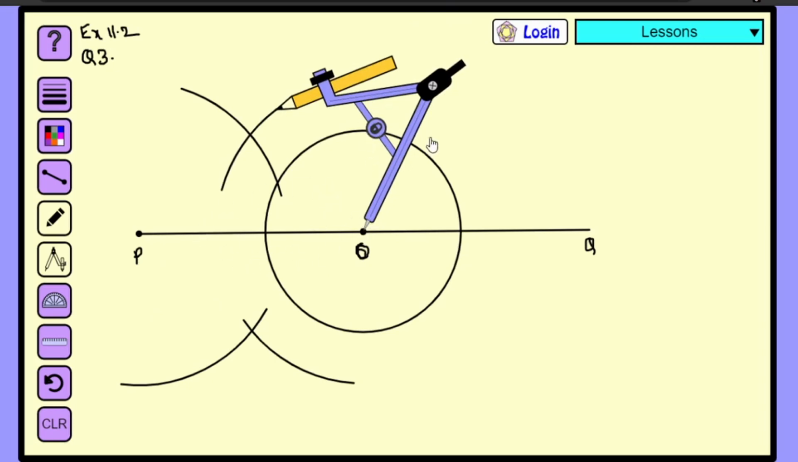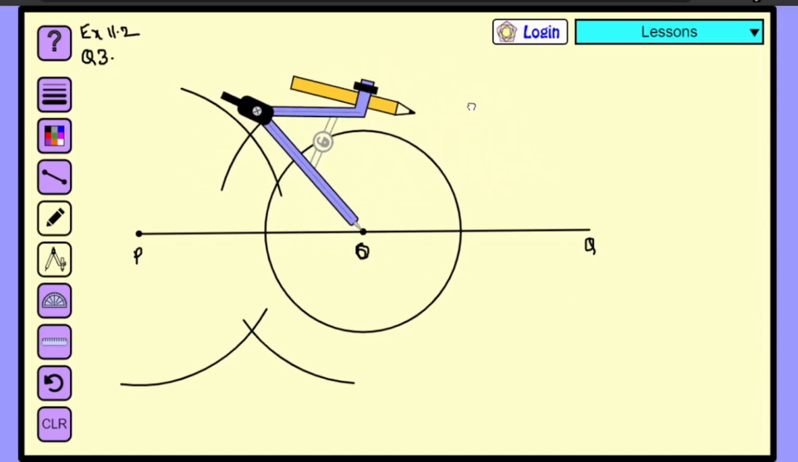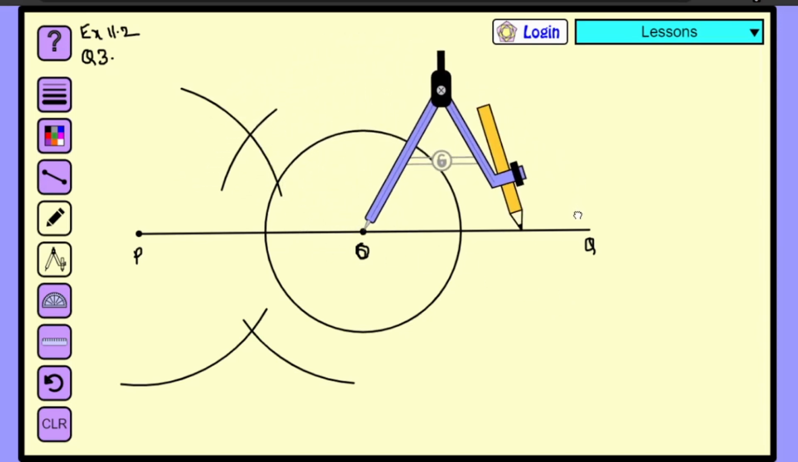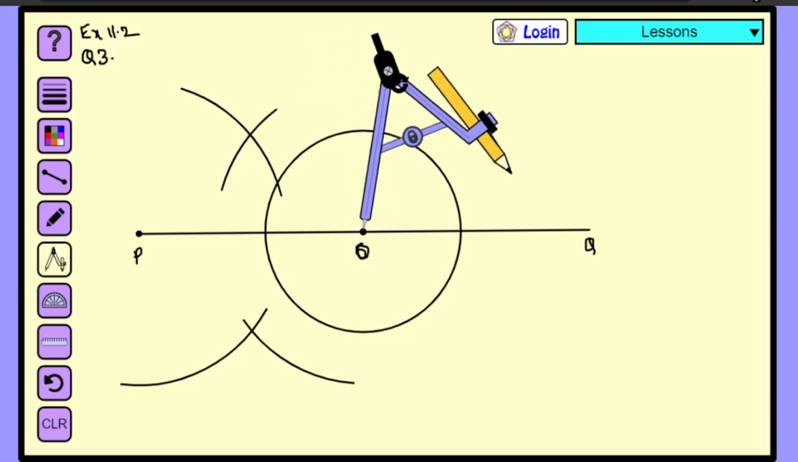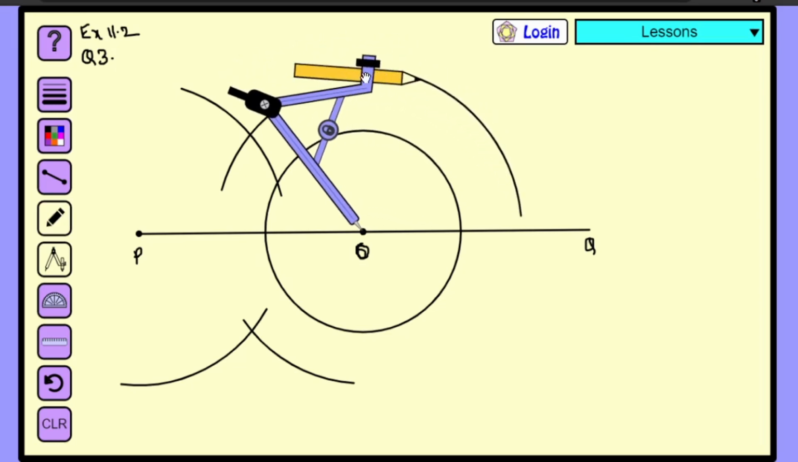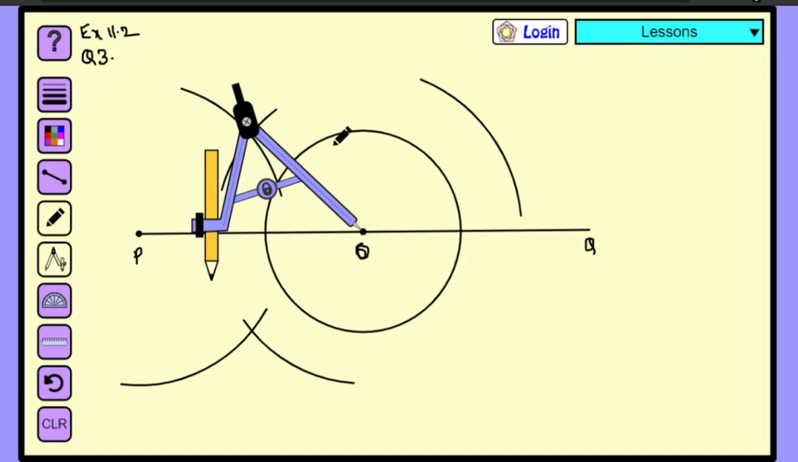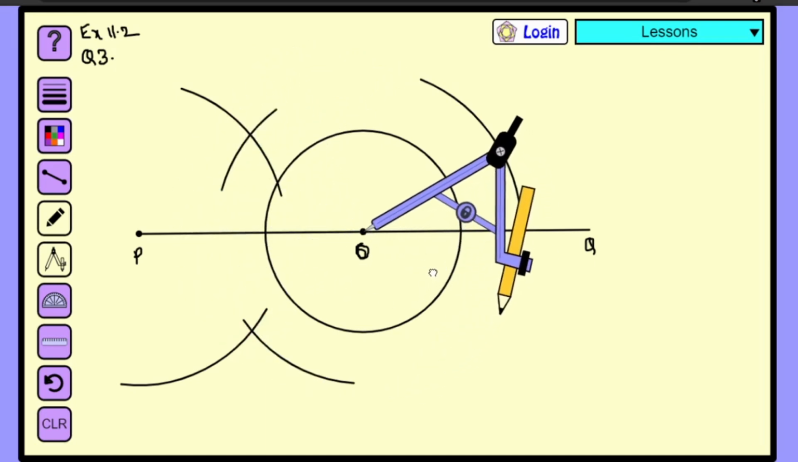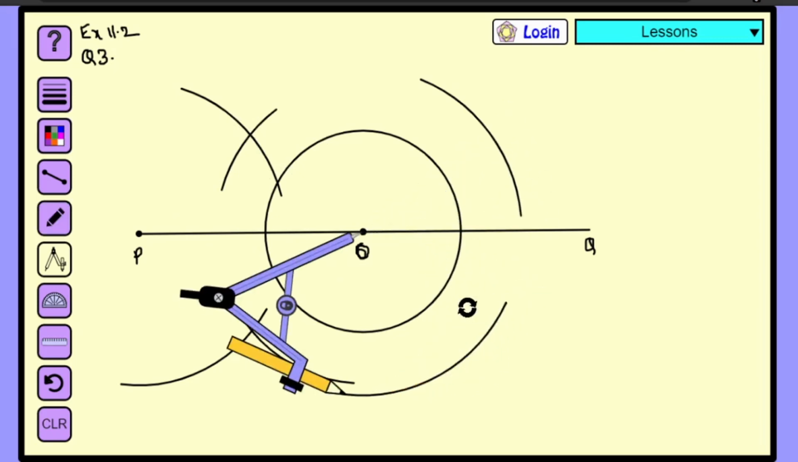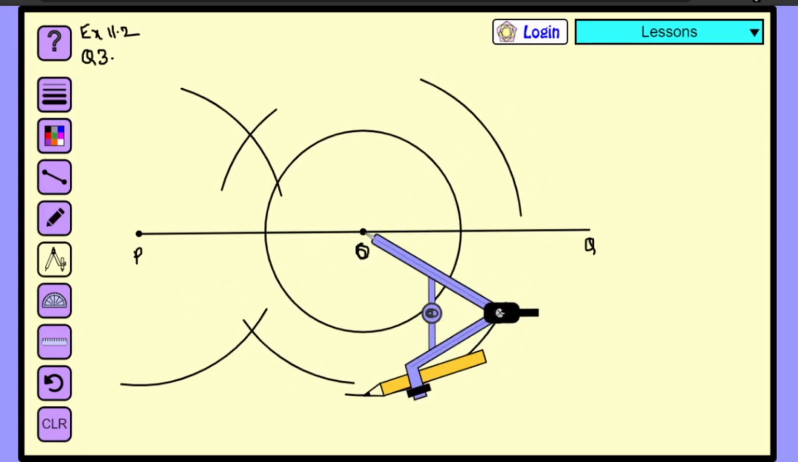Now here we have to measure. We have to take more than half of OQ also. Then I am measuring the length of OQ, more than half of OQ I am taking, and then I am going to draw arcs from Q.